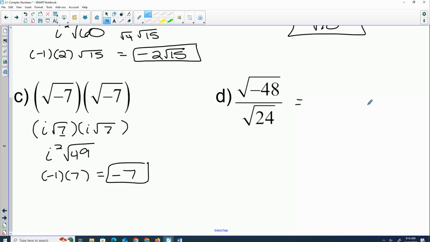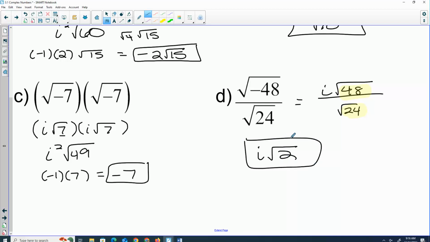Alright, D. On the top, you can take out an i. The bottom we don't need to, so we still have the i, it doesn't cancel. These are both under a square root, so we can divide them and leave it under a square root. So 48 divided by 24 is 2, so we get i radical 2. Is that one alright? Do we need more problems like this?